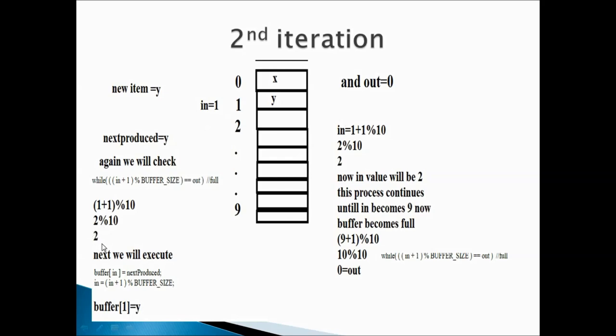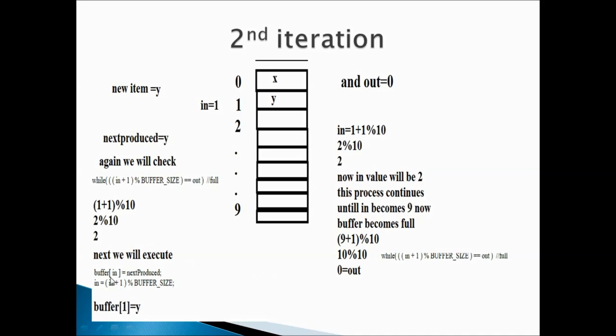2 is not equal to 0, right? Because out value is 0. You are observing, right? In is incrementing here, out is not incrementing here. That is very important. I told you, in producer only in will change. In consumer only out will change. Understood, guys? Out value will not change here. Only in value will get changed. Understood? So 2 is not equal to 0. Obviously that suggests that my buffer is not full, that is empty. That's why I can continue with the next statement.